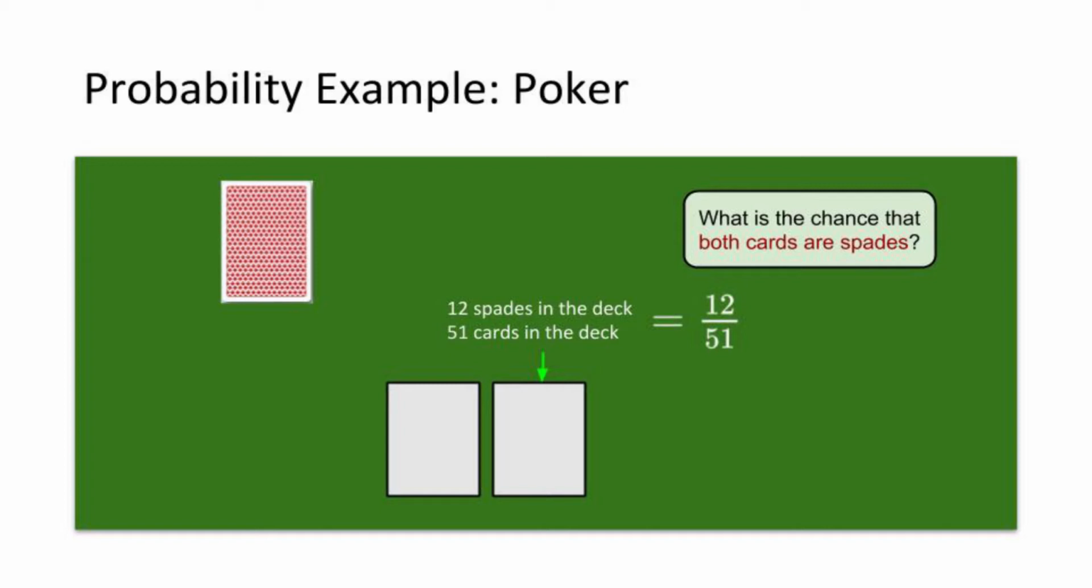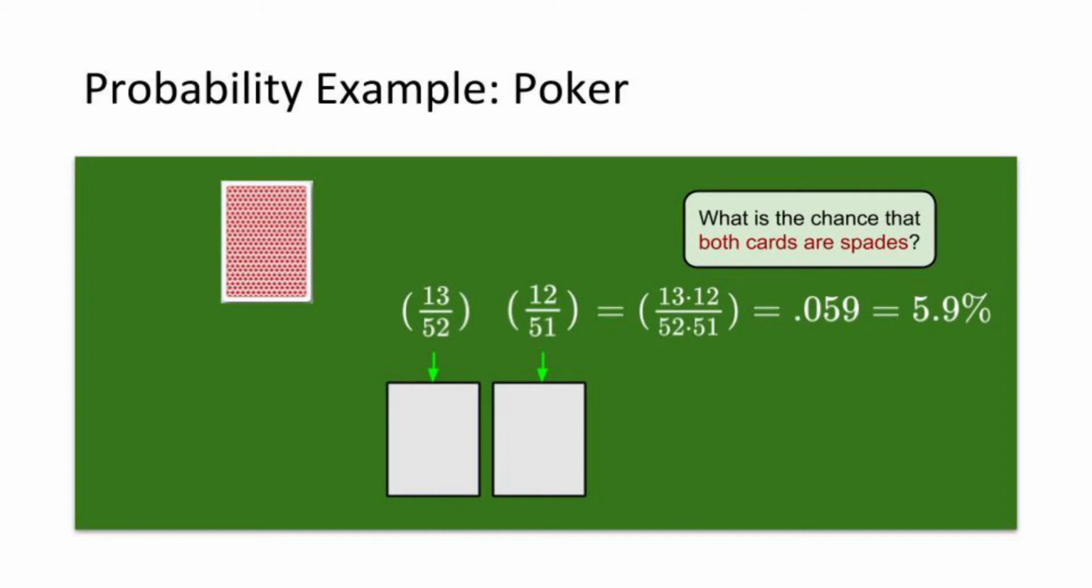So now the combined probability of both cards being a spade is your first probability that you got a spade in the first place, 13 over 52, multiplied by the probability of your second card being a spade, given that you already knew the first one was a spade. So that's 13 times 12 over 52 times 51, and that comes out to about 5.9%.